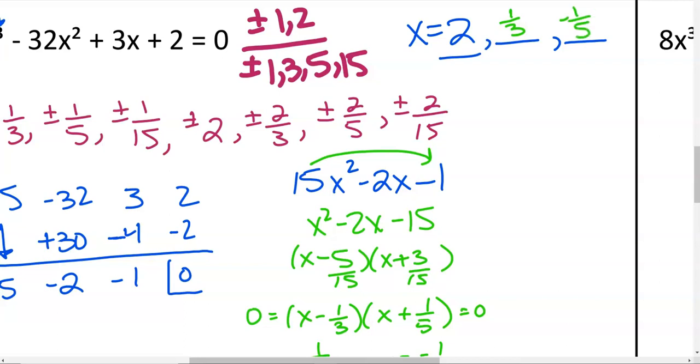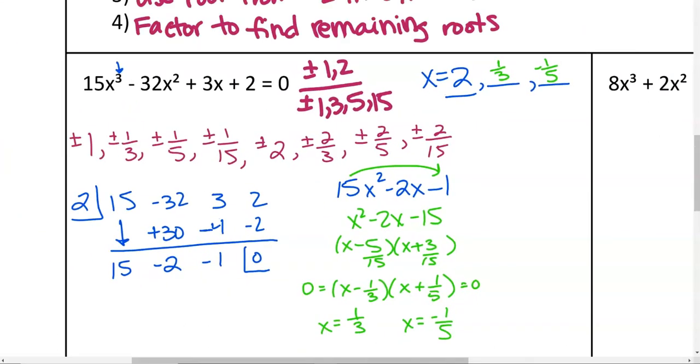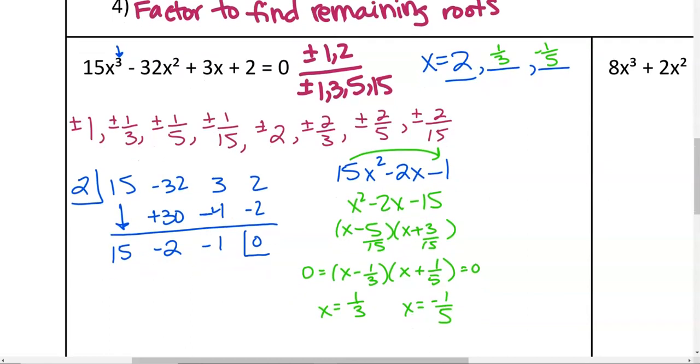So those are all of your roots. So we have x equals 2, 1/3, and negative 1/5. And they're all in my list, so we know that they are right. And looking at my graph, that does make sense. So for my visual people, the calculator will help you actually see it and see what makes sense as well.